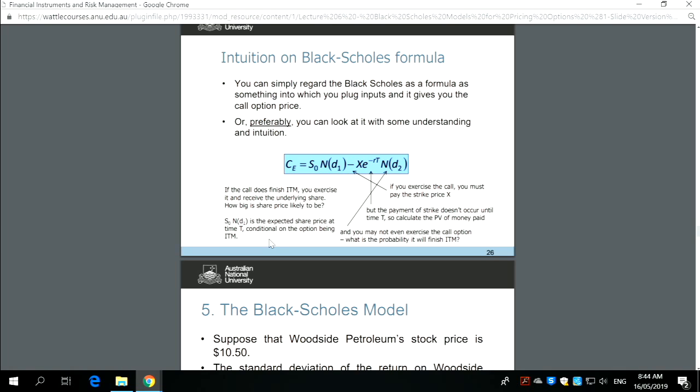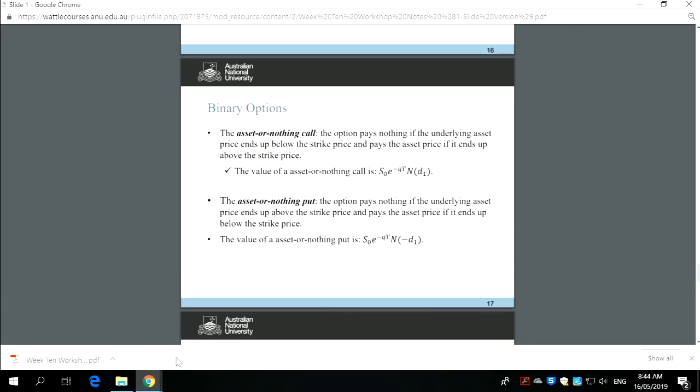So there are two things going on here. The way we value this asset-or-nothing call is simply the spot price times N(d1), because N(d1) takes into account the probability the asset finishes above the strike. At the same time, it gives us the expected asset value at time t. So N(d1) is the one we need to use to value this asset-or-nothing call.